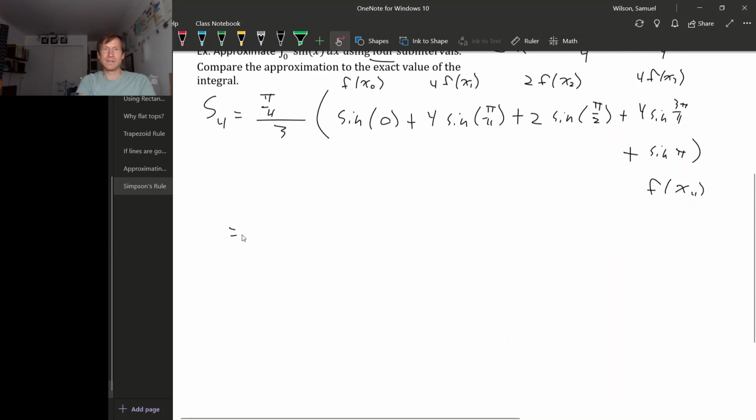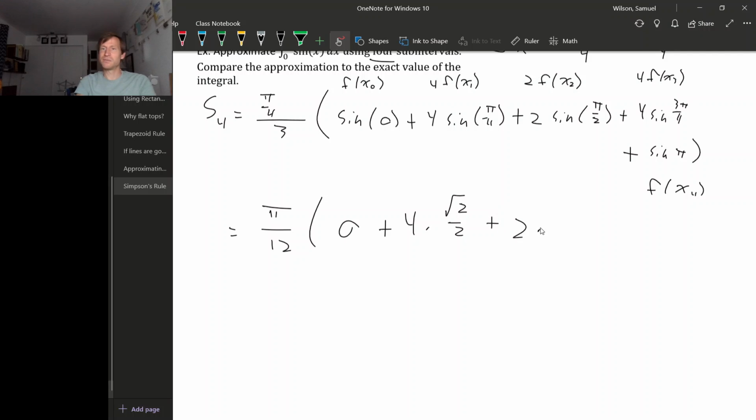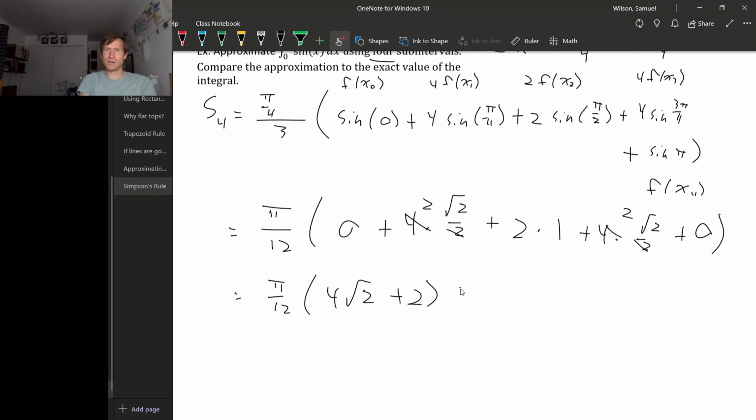All right. So this is pi over 12 times sine of 0 is 0, plus 4 times sine of pi over 4 is root 2 over 2, plus 2 times sine of pi over 2 is 1, plus 4 times root 2 over 2, plus sine of pi is 0. Okay, so pi over 12 times, looks like we get, right here's 2 root 2, here's another 2 root 2, so 4 root 2 plus 2.